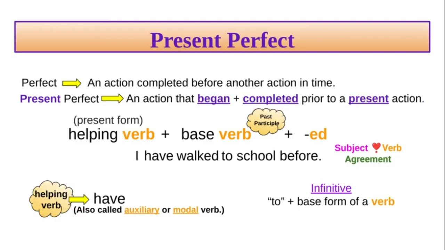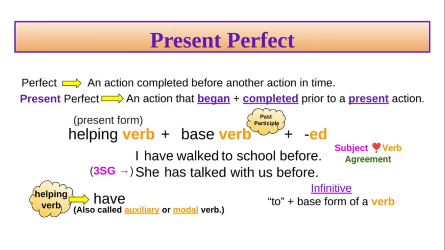Another example using the third person singular, she. The present form of have that agrees with the third person singular, this is an exception to the rules, has, that is the present form in the third person singular. Okay, and the past participle of our infinitive to talk, talk, with an ed ending. Okay, she has talked with us before.